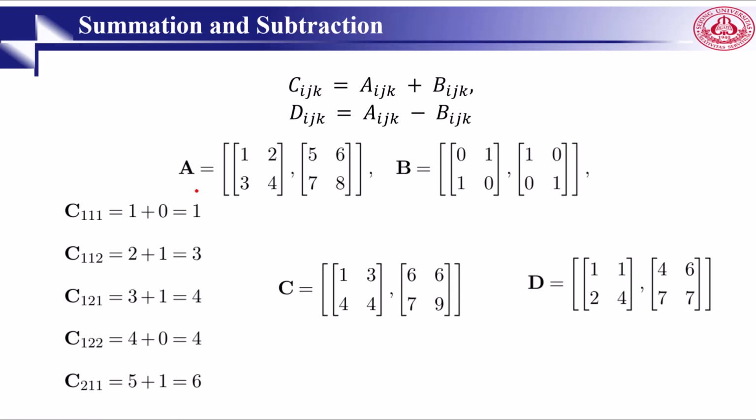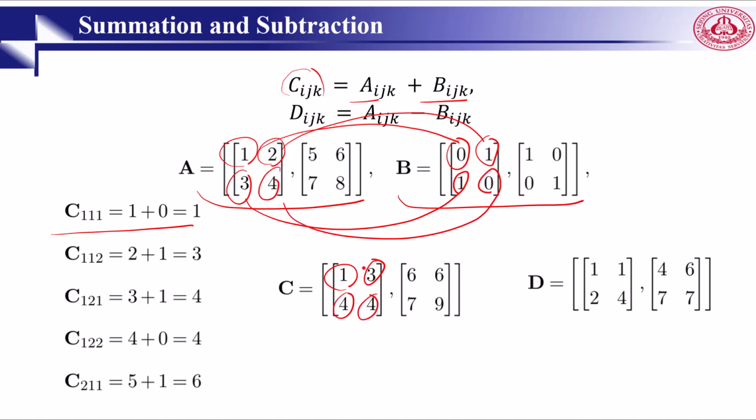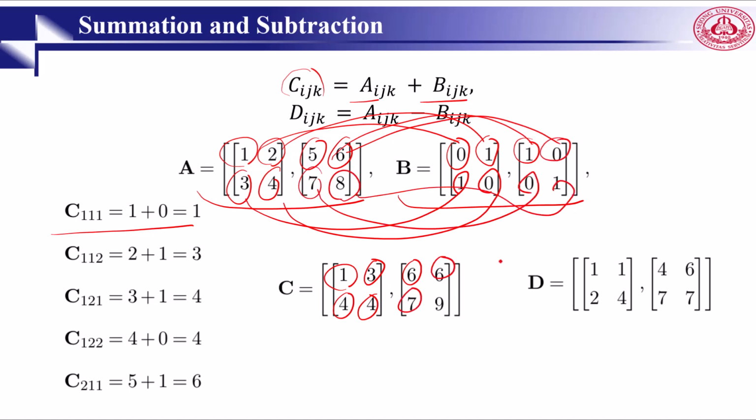So if you have two tensors, tensor A and tensor B, and we consider a new tensor C as the summation of A plus B, then we will calculate the elements of C in this way, right? Simply 1 plus 0 is equal to 1. Element-wise, right? 2 plus 1 is equal to 3. 3 plus 1 is equal to 4. 4 plus 0 is equal to 4. 5 plus 1 equals 6. 6 plus 0 is 6, 7 plus 0 is 7, and 8 plus 1 is 9, right? Very easy. Element-wise addition.